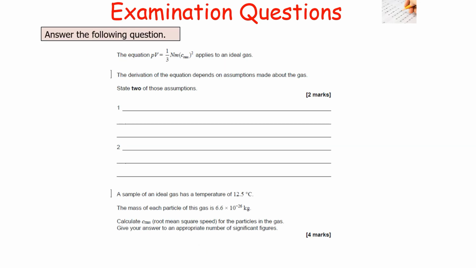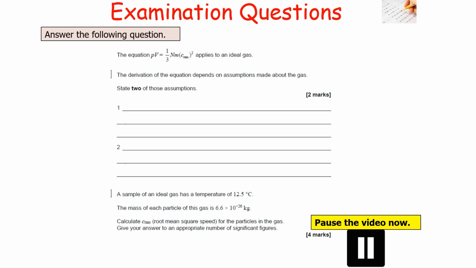Next question. The equation PV equals a third N m c RMS squared applies to an ideal gas. The derivation of the equation depends on the assumptions made about the gas. State 2 of these assumptions. Then a sample of an ideal gas has a temperature of 12.5 degrees Celsius. The mass of each particle of this gas is 6.6 times 10 to the minus 26 kilograms. Calculate the root mean squared speed for the particles in the gas, giving your answer to the appropriate number of significant figures. So pause the video now, then unpause the video when you want to go through your answer.